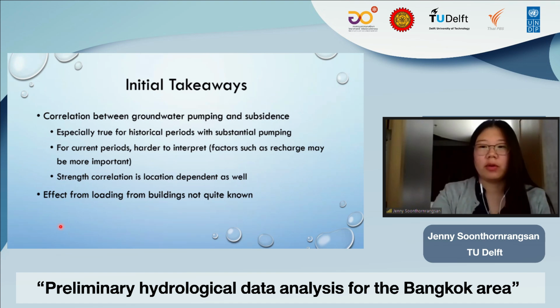Moving forward, we would like to clean up that subsidence time series in the current period and to be able to simulate that much more accurately.